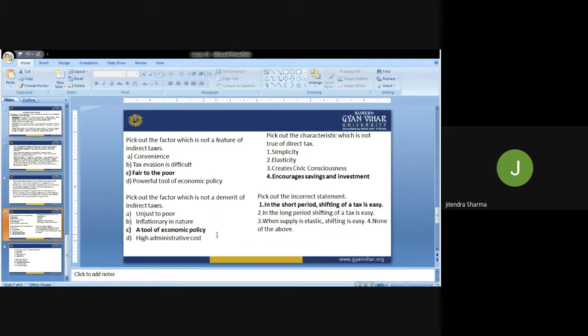Pick out the factor which is not a demerit of indirect tax: unjust to the poor, inflationary in nature, a tool of economic policy, high administrative cost. The right answer is a tool of economic policy, because that is not a demerit of indirect tax. Then pick out the characteristic which is not true of direct tax: encourages savings and investment. This is not a characteristic of direct tax.